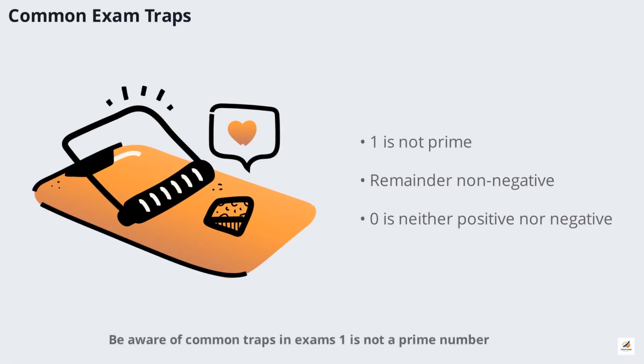Be aware of common traps in exams. 1 is not a prime number, the remainder is always non-negative, and 0 is neither positive nor negative. Also, remember that division by 0 is undefined and perfect squares have an even number of factors. Knowing these facts helps you avoid mistakes.